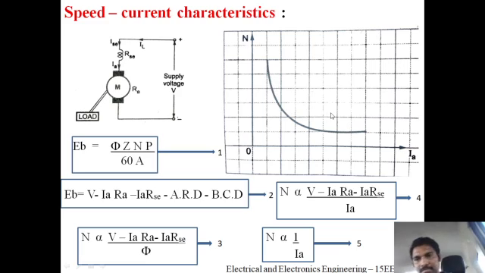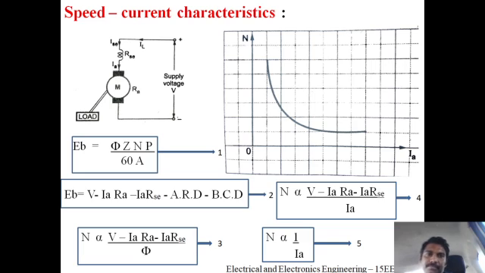Here what we have to remember is that the speed of a DC motor decreases because of two parameters. One is directly proportional to V minus IARA minus IARSC, and the other is inversely proportional to IA. Because of the numerator part the speed decreases, and because of the denominator part also the speed decreases. But in equation 5 it is very small, therefore we have neglected the numerator part because of RA and RSC. Because the resistances RA and RSC are very small when compared to the load current, we have neglected that. That's all.